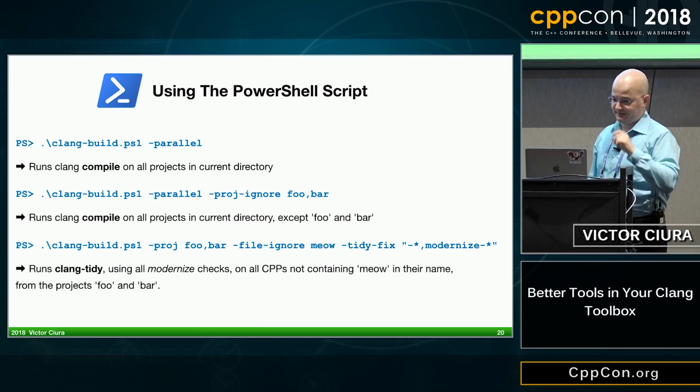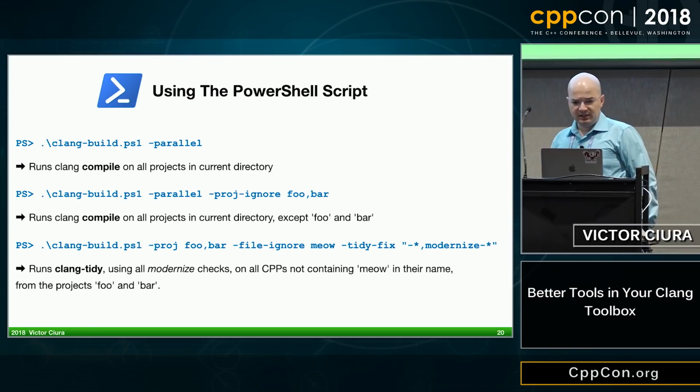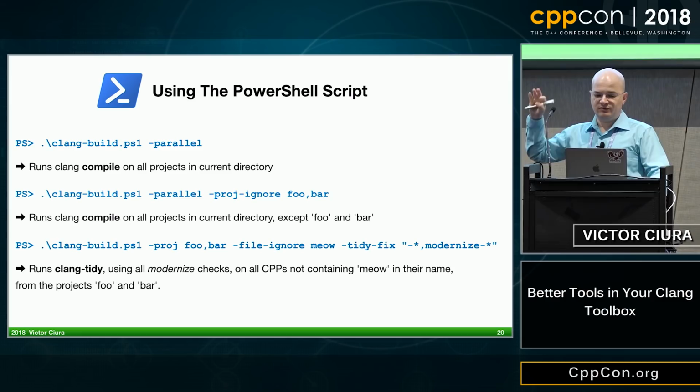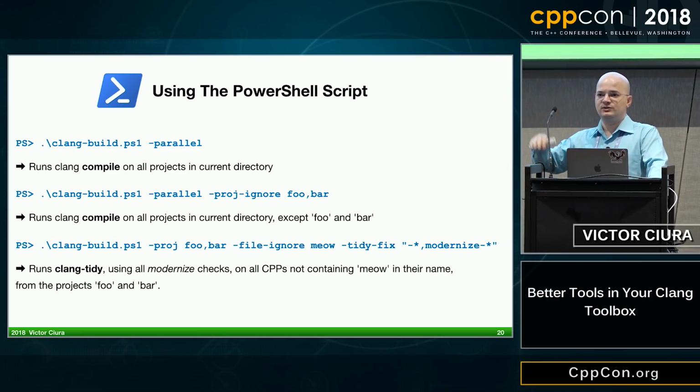Some very simple examples. For example, compiling a whole workspace. If you don't give it any parameters, it actually tries to detect all the solutions in the current directory and browses all the projects and compiles everything in there. And you can be explicit about it. You can ignore on certain criteria with regular expressions and everything. Basically, what you would expect from this kind of a tool.